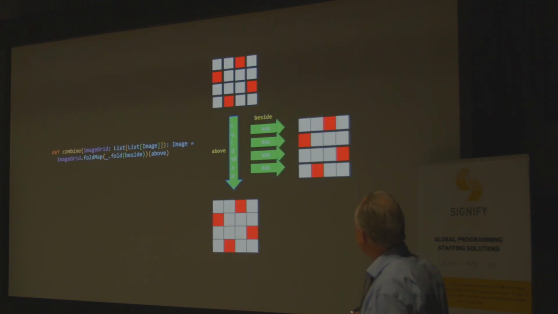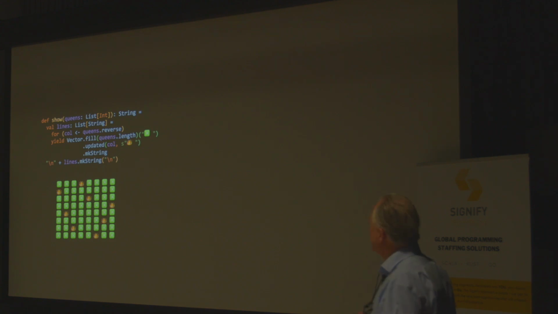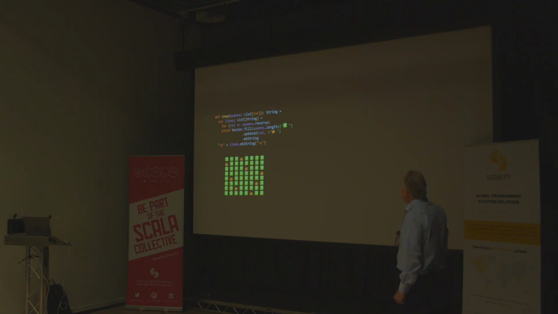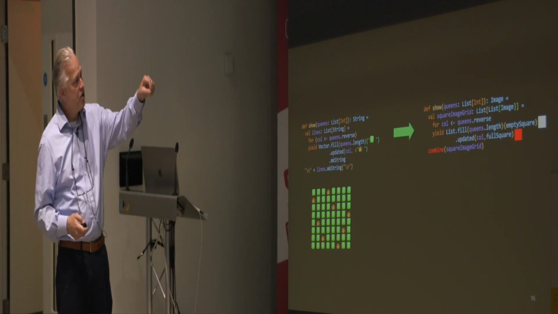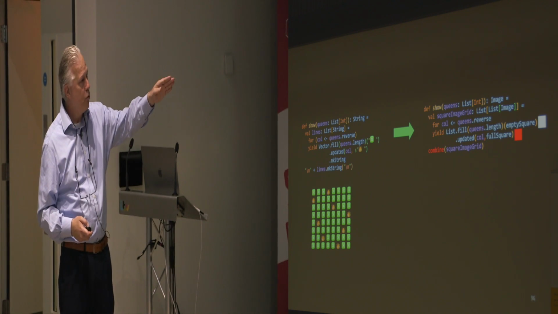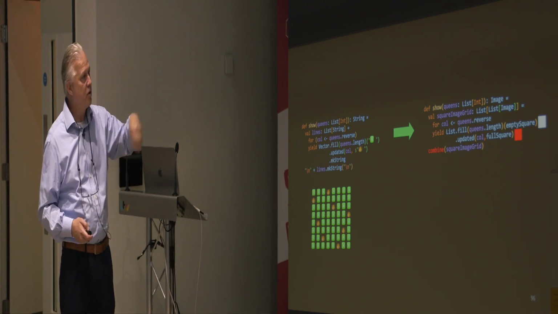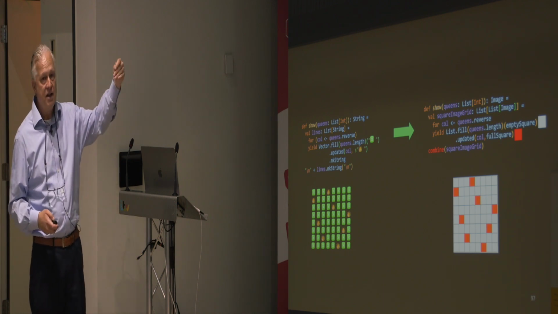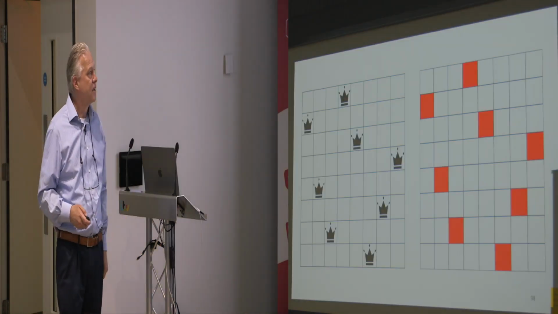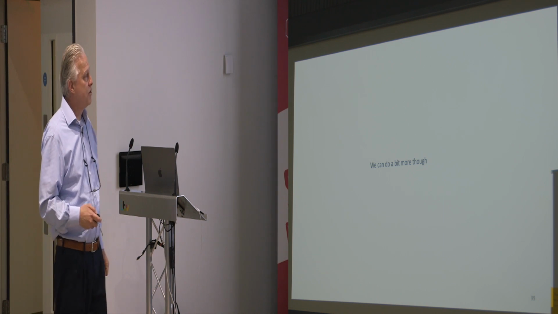We've refactored, right? And now if we go back to our show function, where it currently uses a cross and a crown, and where it stitches together smaller strings into larger strings, we're going to make square images, an empty one and a full one, and we're going to put them in a grid, and we're going to pass the grid to combine, and combine is going to spit out an image for the board. But we can do a bit more though.